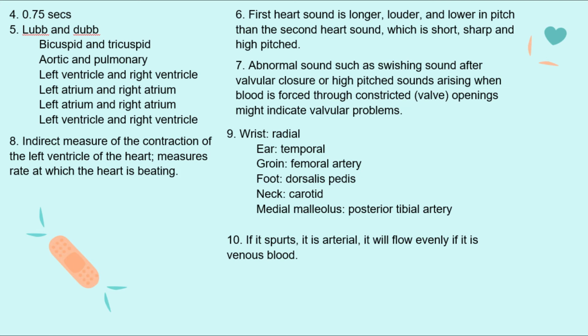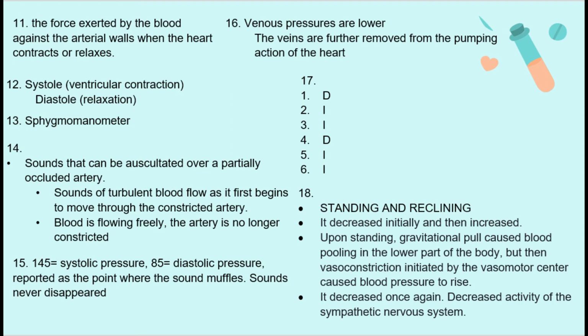Number 10. How would you tell by a simple observation whether bleeding is arterial or venous? Our answer is if it spurts, it is arterial. It will flow evenly if it is venous blood. For number 11, define blood pressure. Our answer is pressure exerted by blood against the wall of the blood vessels.